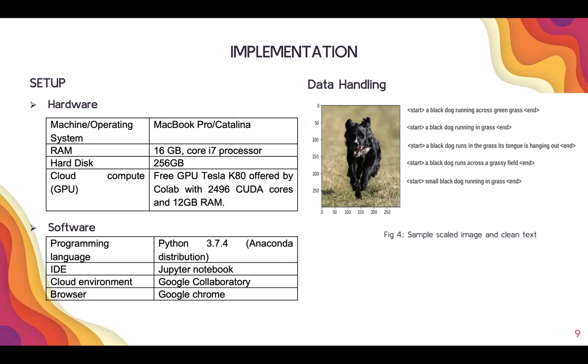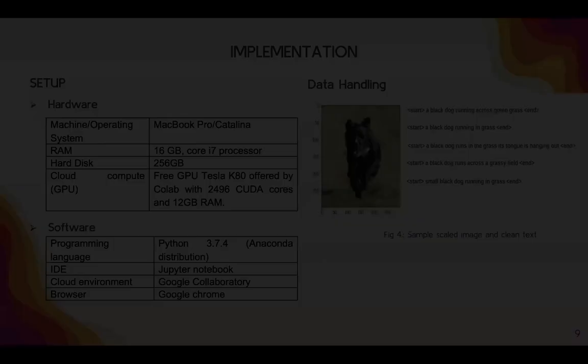We implemented all this in a Google Chrome browser. So after discussing the hardware and the software setup, we moved into handling the data. After doing all the data processes that we defined earlier in the methodology, this was the result. This is an example of a scaled image, scaled within 0 to 255, and cleaned text captions. You see that the beginning and end tokens are inserted into the text to identify to the model the beginning and the end of the sentences.